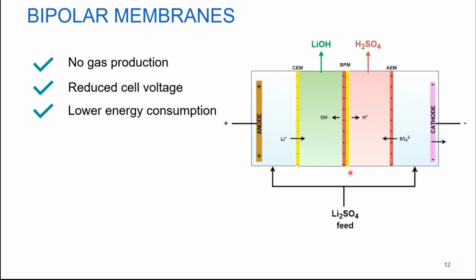Now, what's the benefit of this membrane is that there is no gas production. Overall, there will be a lower cell voltage and thus a lower energy consumption for your whole system in order to produce lithium hydroxide, which is of course what you want because electricity is your main operational cost.